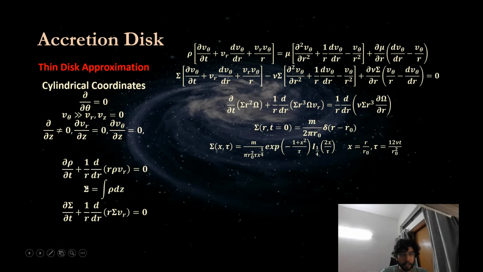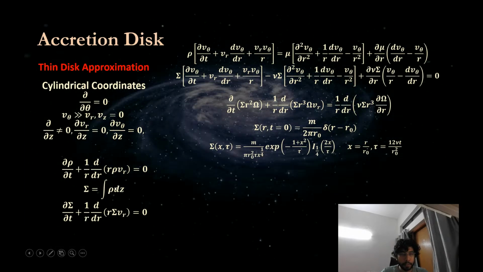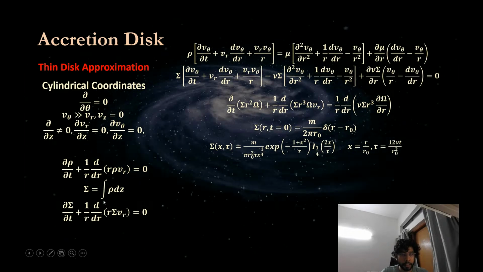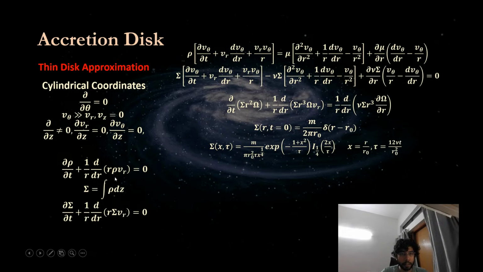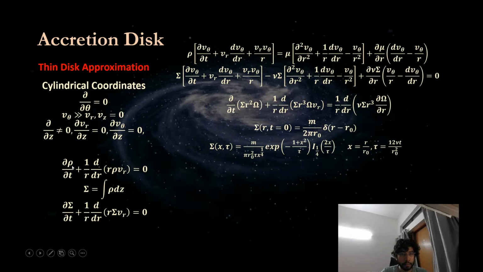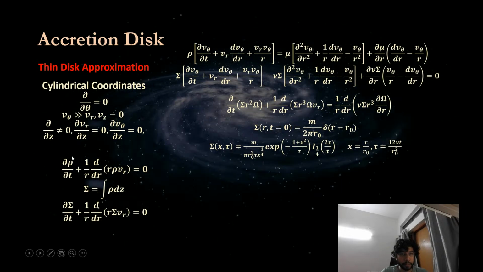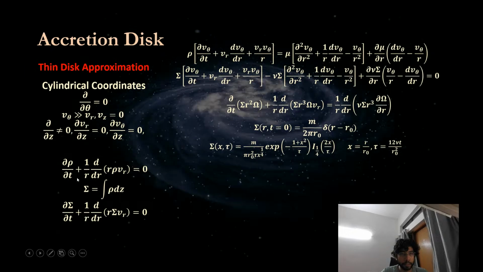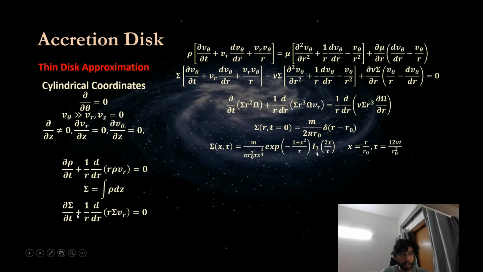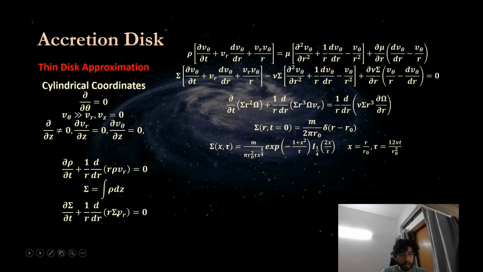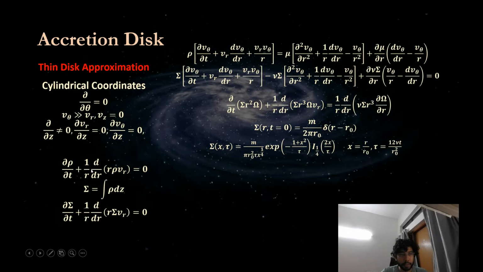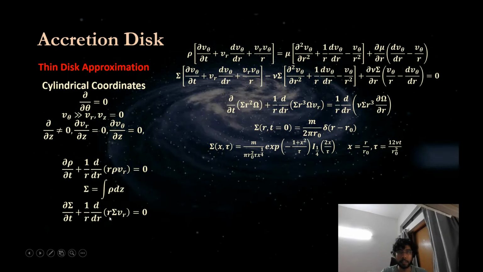In order to do that, we define another quantity, sigma, which is the integration of rho dz. Now we integrate this equation with dz. You can take the integration inside, and if you do rho dz, this will become sigma. Similarly for the other term, you will get sigma again. So this equation will reduce down to this. This is the simple thing.